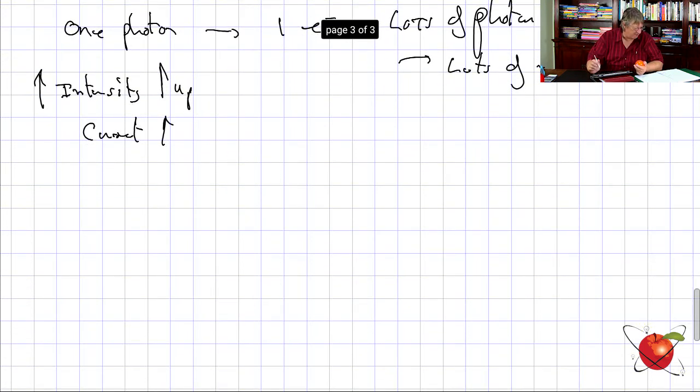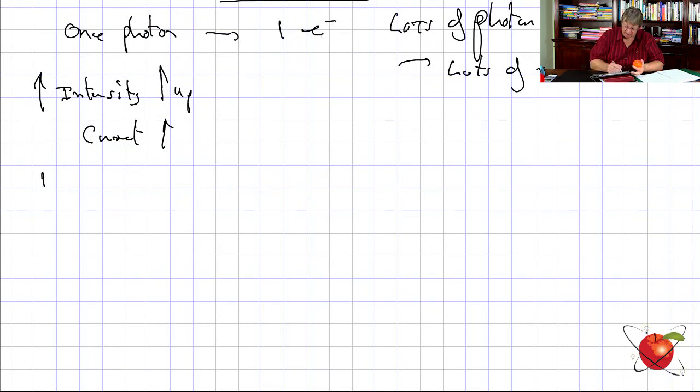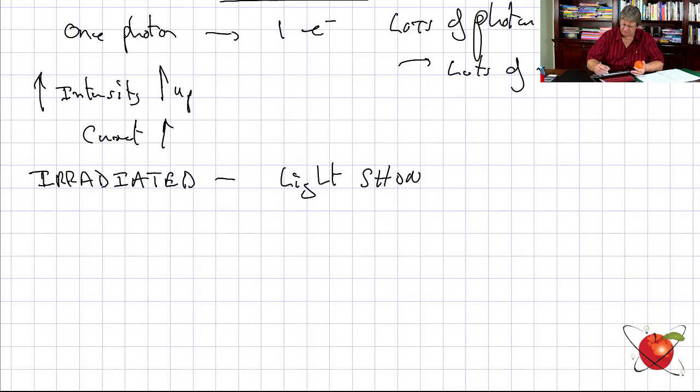Oh yes, and here's a word I wanted to put up: irradiated. The word itself, irradiated, means light shone on it. Just so we get the terminology right.